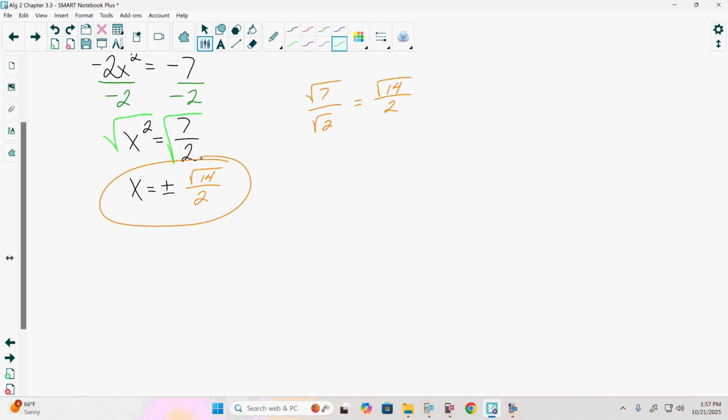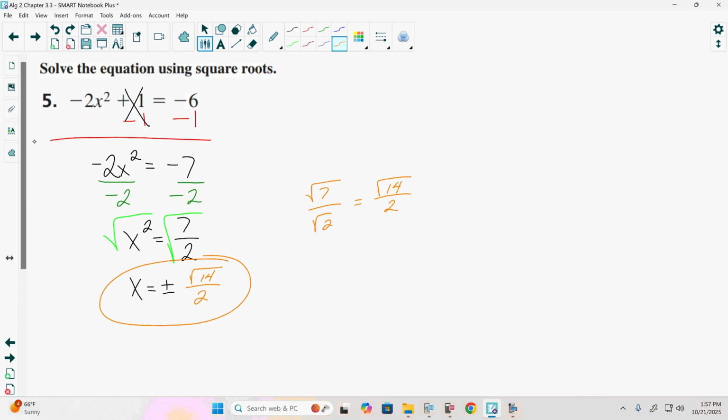Telling us that x is equal to plus or minus the square root of 14 over 2. Since x is indeed by itself, this is as far as it goes. Again, if we're not sure that we got the correct answer, we can always go back and check it. So we're saying negative 2 times the square root of 14 over 2 squared plus 1 should equal what? It should equal negative 6.